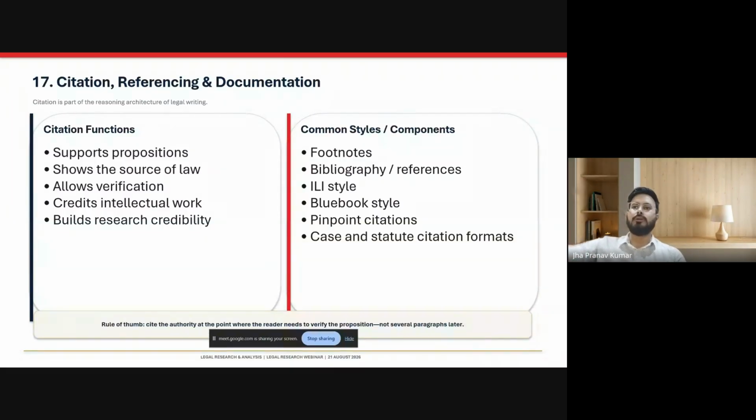It cannot be like, pehle 10 page mein maine Bluebook use kiya, phir maza nahi aa raha toh maine phir ILI kar liya, right? Ya OSCOLA kar liya. You cannot do like that. You have to be very clear with it. How to do a citation is a different game altogether.